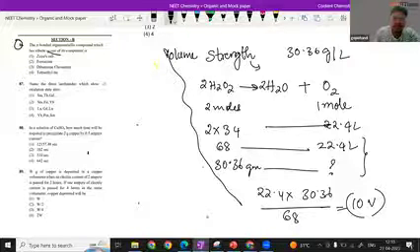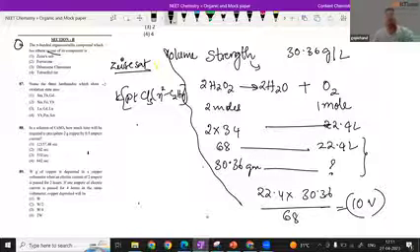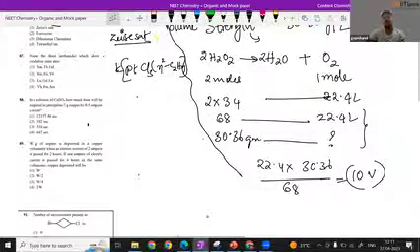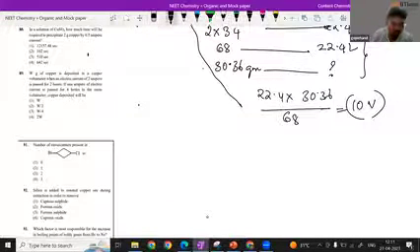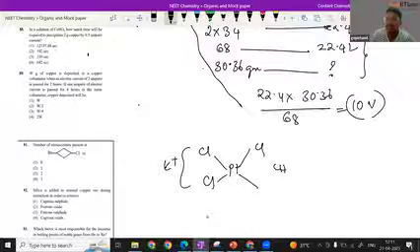First, they have asked about Zeise's salt. Zeise's salt is basically potassium, platinum, 3 chlorines, and C2H4. This is the compound. If you want me to draw the structure, it will be like this: K plus, chlorine, platinum, chlorine. It looks similar to cisplatin, but one position is bonded with the ethene. So this is pi bonded.